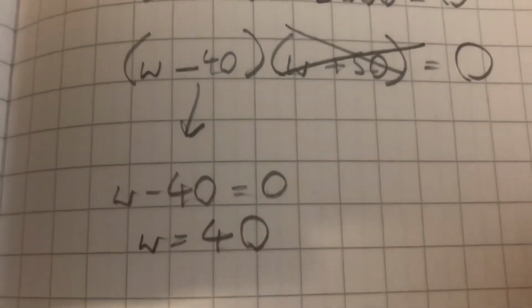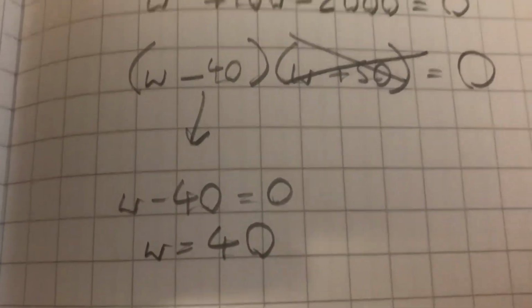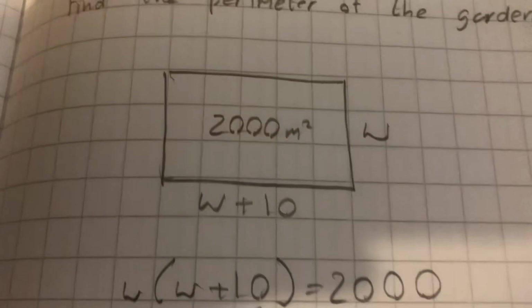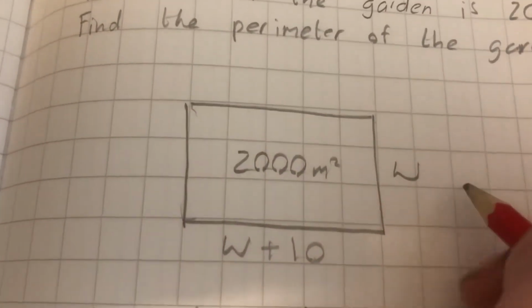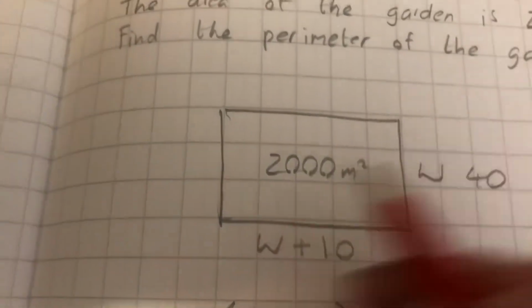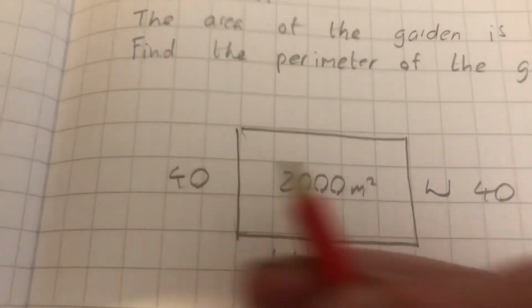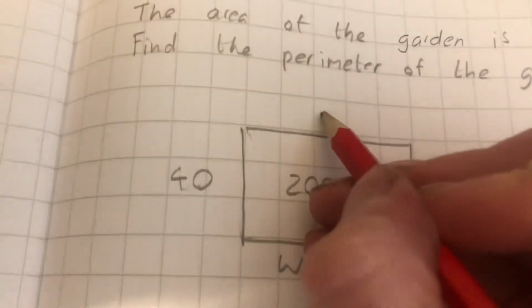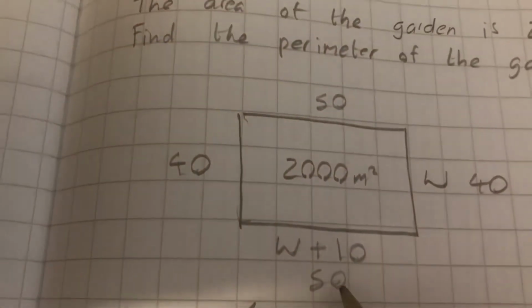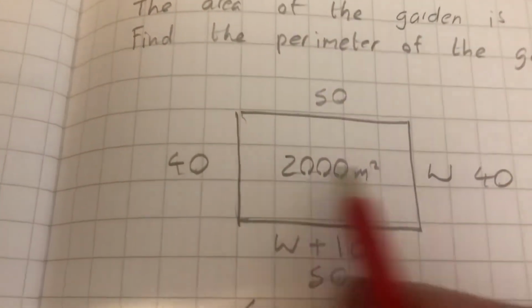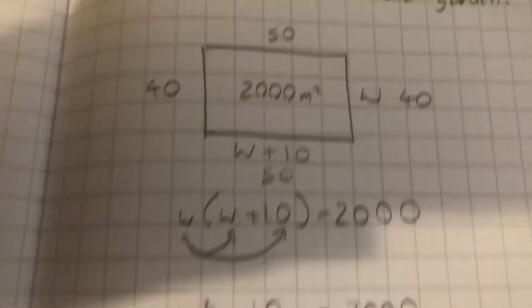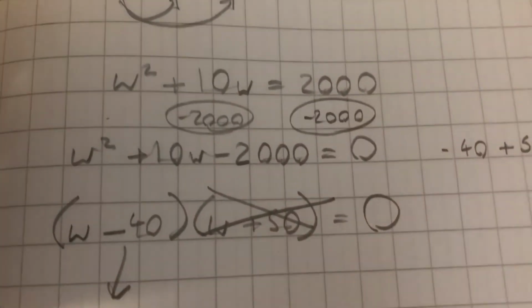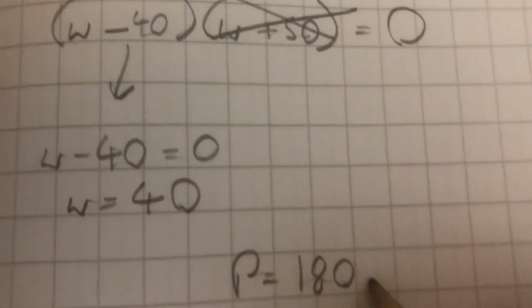So remember, this isn't the end of the question, as I explained earlier. Let's refer back to up here. So W is 40. Perimeter is all the sides added up. So if that's 40, that's 40. Opposite sides are the same in a rectangle. This is W plus 10, so this is 50, and that's 50. And then I add up all the sides. 50 plus 50 is 100, plus 40 plus 40 gives me 180. And our units were in meters, so the perimeter is 180 meters.